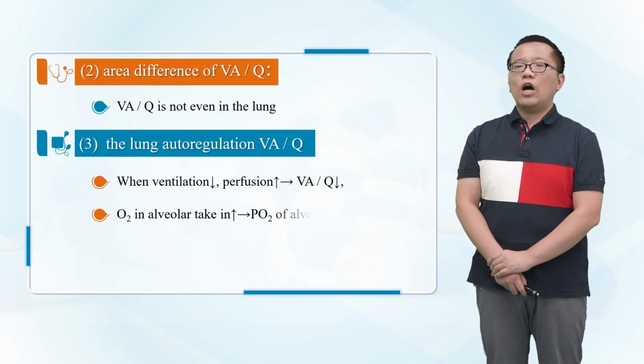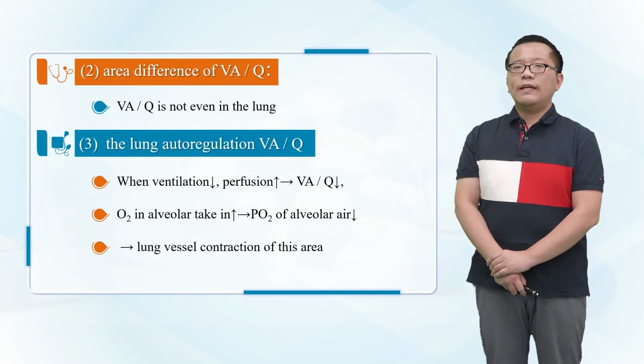The ventilation to perfusion ratio is not even. The lung autoregulates the ventilation to perfusion ratio. When ventilation decreases, the perfusion increases, so the ratio decreases. Then the ratio decrease results in decreased pressure of oxygen, so the lung vessels constrict in this area. The perfusion decreases, and the ratio returns to normal.